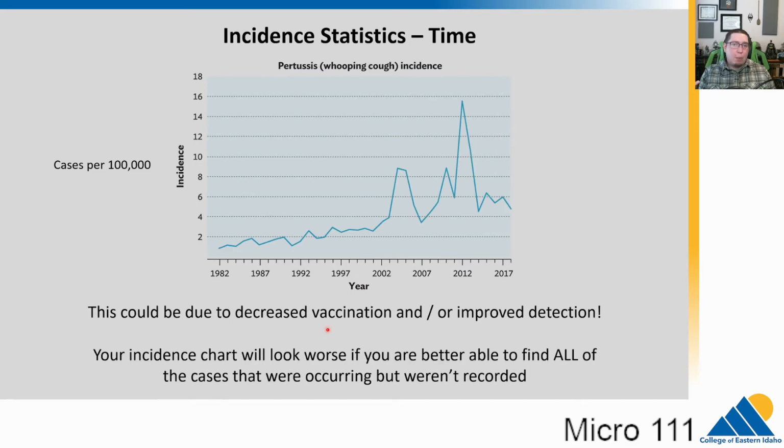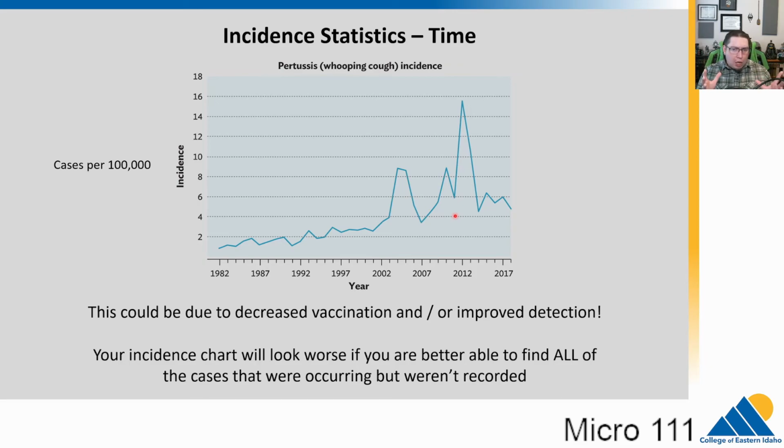Finally, we have something like pertussis, which is whooping cough. Now this shows us that there are some considerations that we have to take when we look at data. So data has to be collected. If we look at this, we see that over the years, incidence of pertussis or whooping cough have actually gone up in the United States.